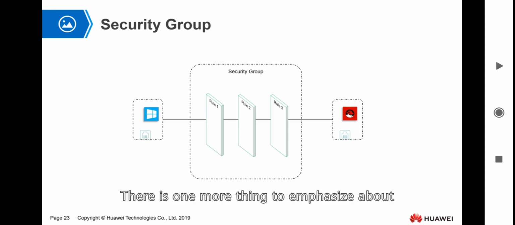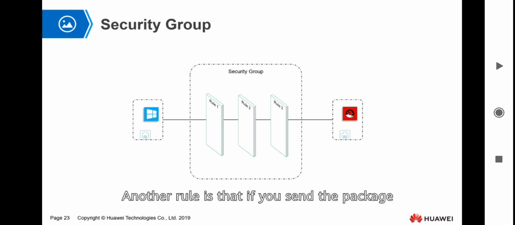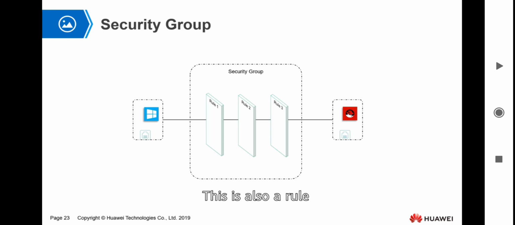There is one more thing to emphasize about the security group. That is, if the packet matches the rules, it will be released. Another kind of rule is that if you send a packet, it will be rejected if the packet matches the rules. This is also a rule.